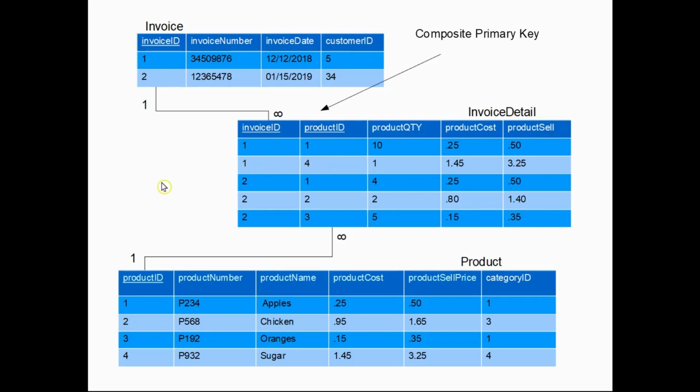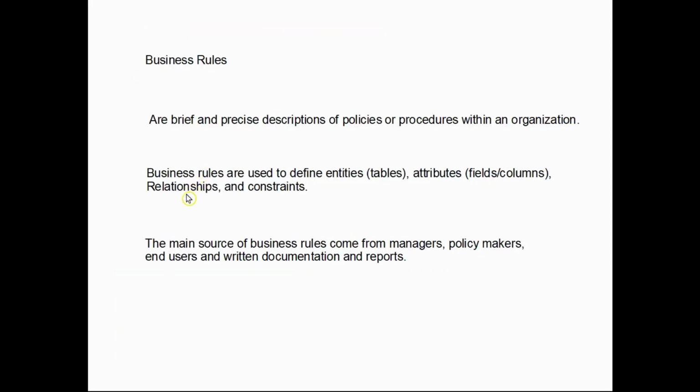Okay, so composite primary key. Now, when you're designing, you have to figure out business rules, and business rules are simply some kind of description of the policies or what the customer wants within an organization or whatever the customer does. Once you figure out the business rules, they will help you define your entities, which are another name for tables.